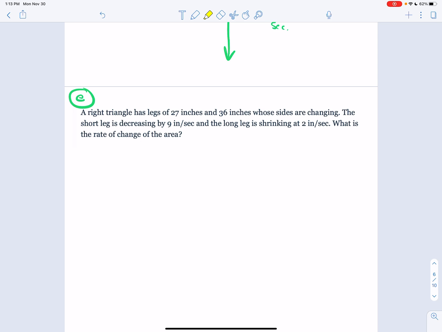So let's highlight some of the important parts, right? There are two given lengths for the legs of a right triangle. Short leg is decreasing, long leg is shrinking. Something a little bit different. What is the rate of change of the area?